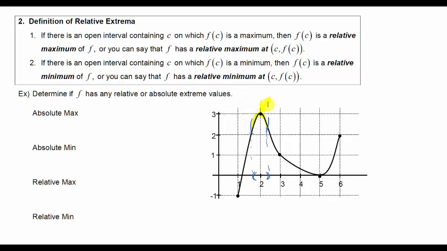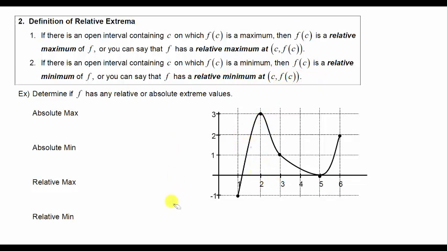Therefore, every hill is going to be a relative maximum, since around every hill you can create an open interval so that the top of the hill is the relative maximum. Similarly, if there is an open interval containing c on which f of c is a minimum, then f of c is called a relative minimum of f. And you can say that f has a relative minimum at c, f of c.